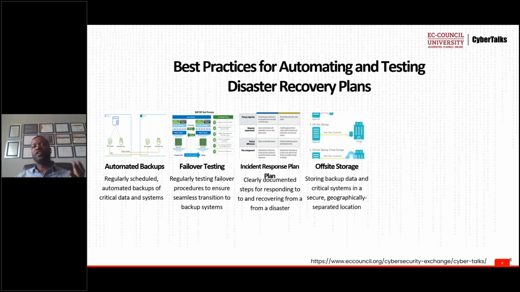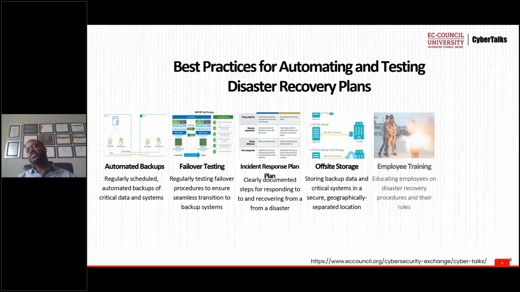Equally important is offsite storage. Storing backup data and systems in a geographically separated location adds a critical layer of resilience, especially in the event of natural disasters or regional outages.